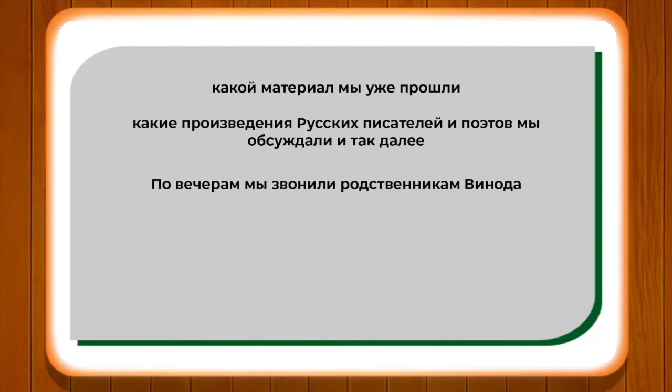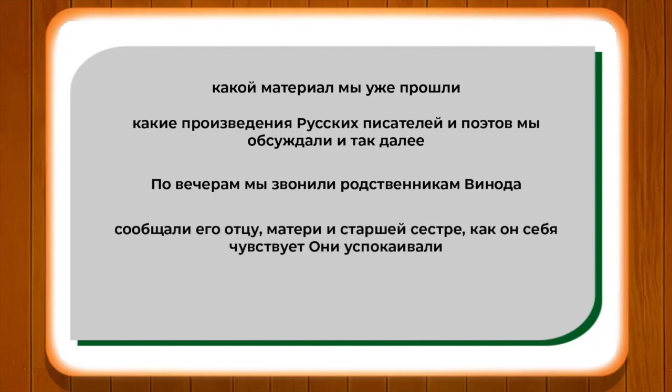Vinoda. So, the relatives of Vinod. In this case, it is a clear case of genitive case, whereas we have used the verb звонить for dative. Сообщали его отцу. Сообщить, сообщать кому? To inform whom? Его отцу. So, его remains его. Отец changes into отцу. Матери и старшей сестре. Как он себя чувствует? How is he feeling himself? Now let's go ahead and pay attention to the rest of the text. Они успокаивали. So they calmed him down. Успокаивать means to calm down.